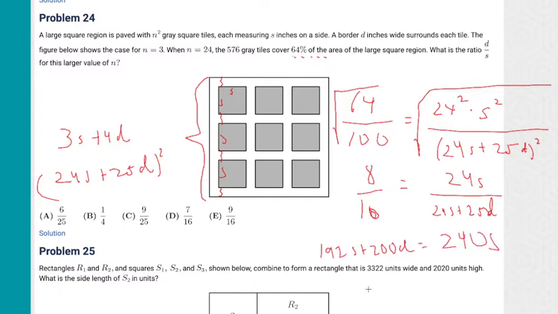Subtracting 192s from both sides gives us 200d is equal to 48s. So now if we want to find what d by s is, it's just dividing both sides by s and by 200 equals 48 by 200. And this simplifies to 12 over 50 or 6 over 25. And that's A.